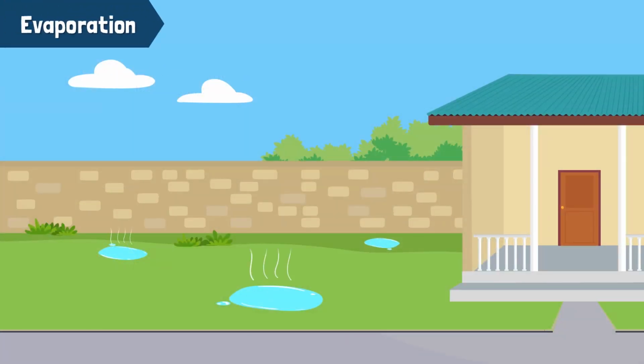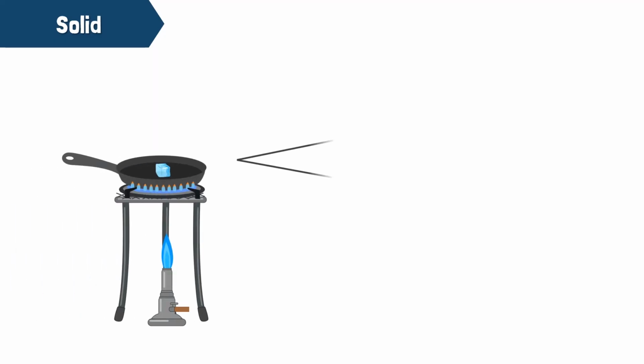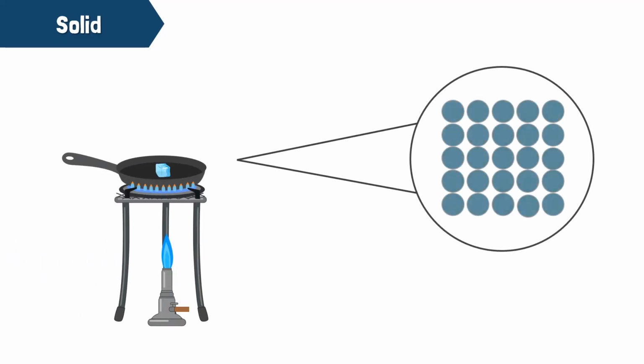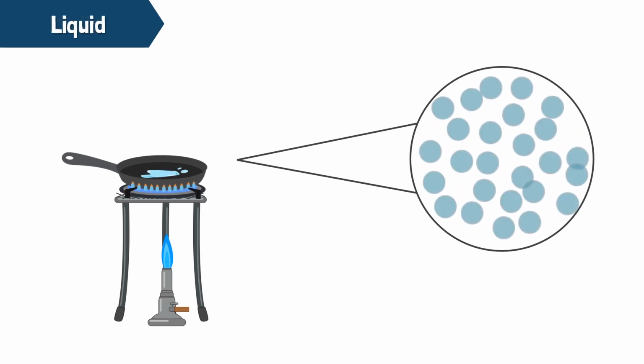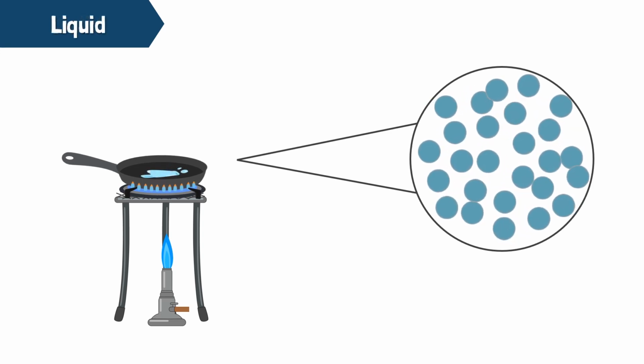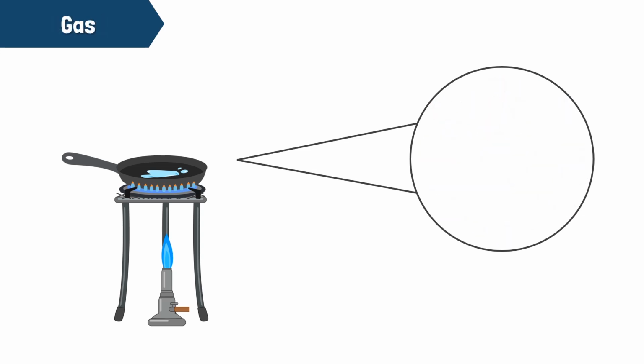Evaporation is the reason why pools of liquid eventually disappear. What actually happens is that the liquid slowly evaporates and becomes gas or vapor. All molecules of matter have energy. When this energy is increased, matter turns from solid to liquid, and then from liquid to gas.